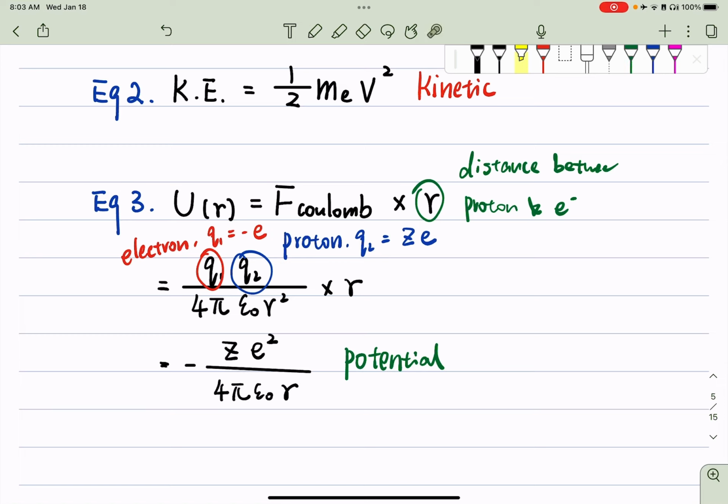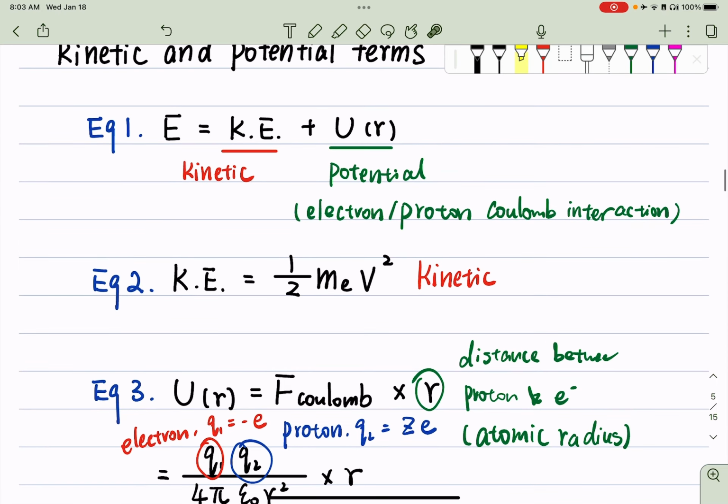So again, in this case, r is the distance between proton and electron, or we can also call it the atomic radius. Here, epsilon naught is a constant. e is the charge of the electron. And Z is the atomic number.